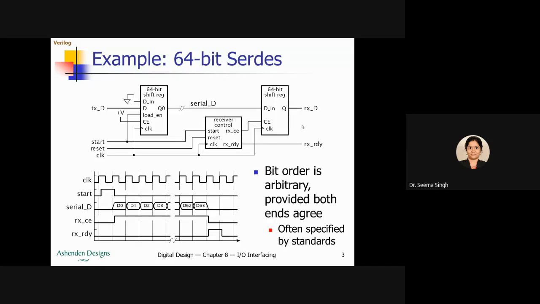Because this is specified by the standards, bit order may be arbitrary only if both the ends agree. If both the ends do not agree, bit order will be serial-wise, it will not be arbitrary. But it can be arbitrary only if the technology is made proper at both ends for the same. So that is about your serializer and deserializer.